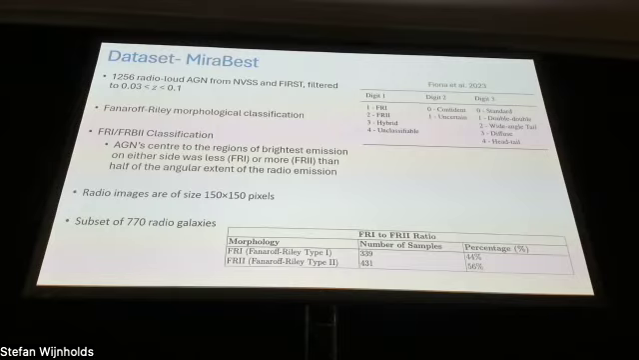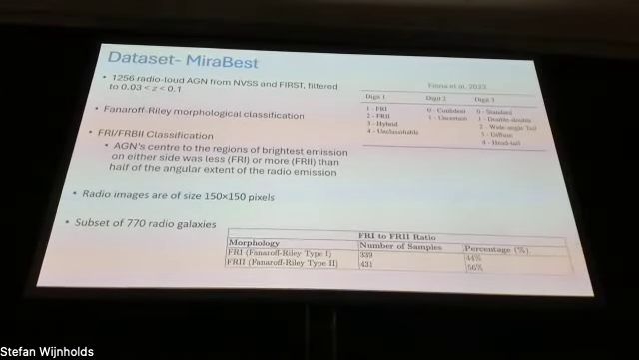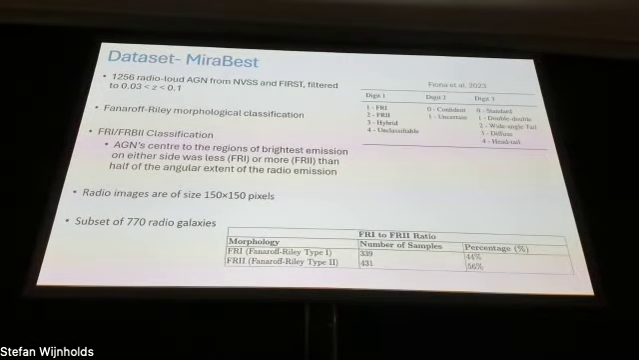So to do that, we used a data set, a MiraBest-based data set, which contained 1,256 radio loud AGN. And this is a survey from NVSS and FIRST. And they were filtered to between redshift 0.03 to 0.1. And you can see here on this table, which I've taken from the paper where they presented the data set.